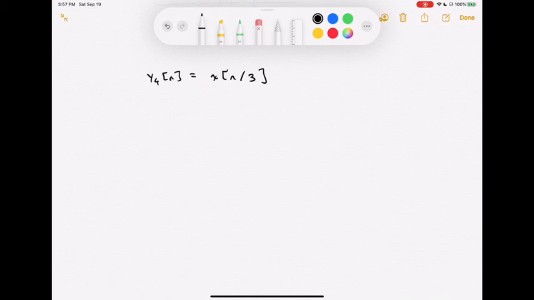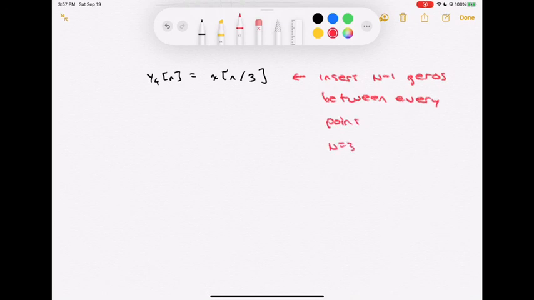If you remember the rule we talked about, in this particular case we are going to insert n minus 1 zeros between every point. In this particular case, we have n equals 3, so we are going to insert 2 zeros in all cases between all points.